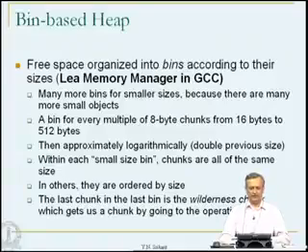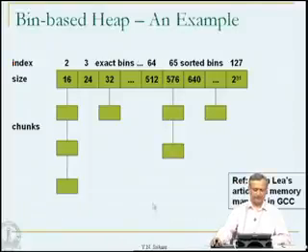Many more bins for small sizes exist in such a manager, because there are many more small objects than large objects. So, that is the statistical information. Small sizes are used many times, whereas large sizes are not used so often. A bin for every multiple of 8 byte chunks from 16 bytes to 512 bytes is used. So, let me show a picture. These are the various bins, and these are the chunks which are actually used for allocation.